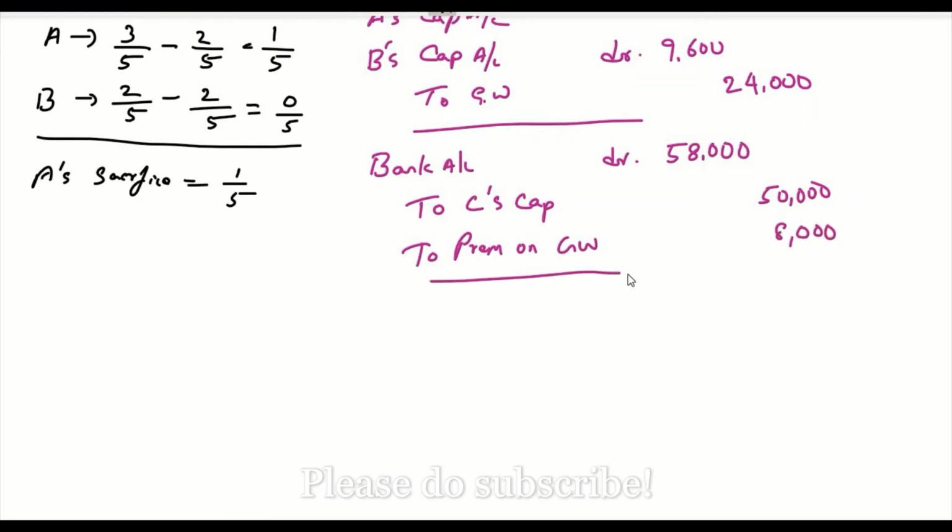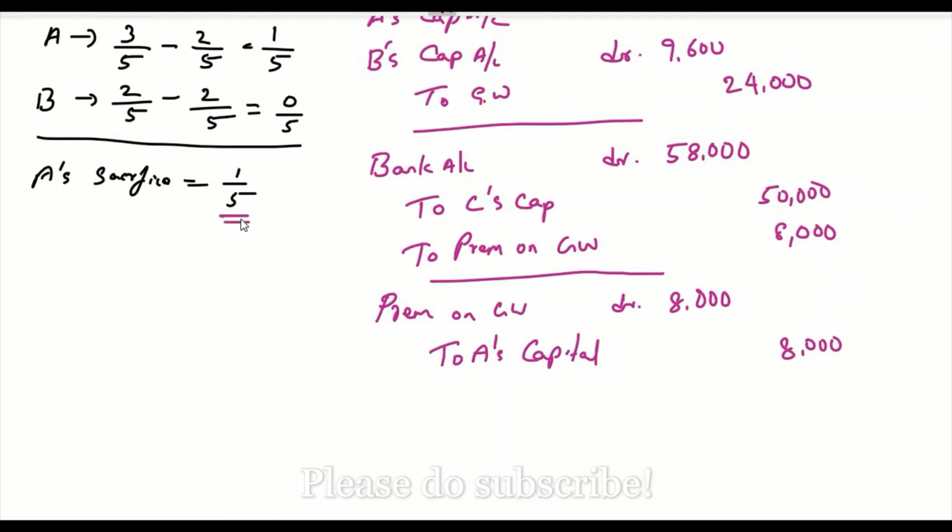Goodwill brought by the new partner has to be distributed to the old partners in their sacrificing ratio. So here only one partner sacrificed, which is A. So premium on goodwill debit 8,000 to A's capital 8,000. That's because A is the only one who sacrificed.